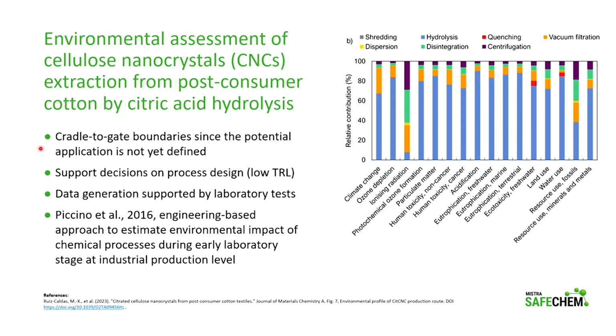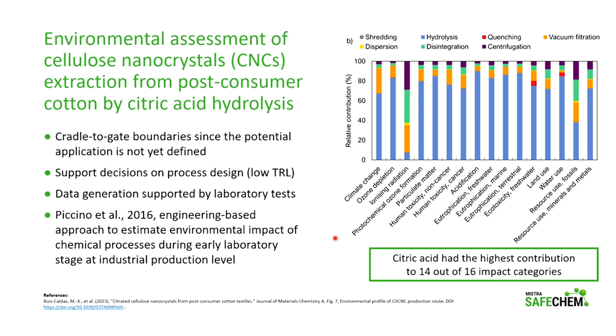Here we used a cradle-to-gate analysis since the potential application was not yet defined when this study was performed. It was used to support decisions on the process design at the low technical readiness level. The data that was used was generated from laboratory tests. The framework developed by Piccino was used here, which is a semi-quantitative approach using process calculations. Here we just show that the citric acid had the highest contribution to 14 out of the 16 impact categories.